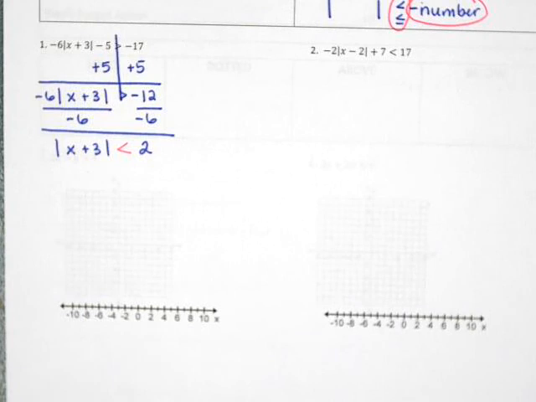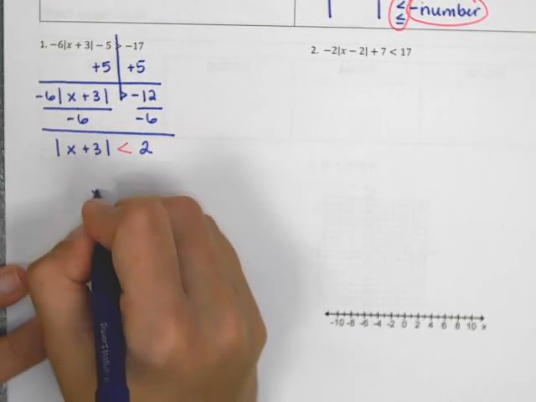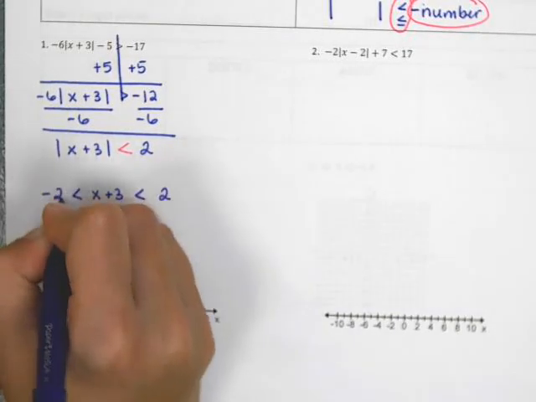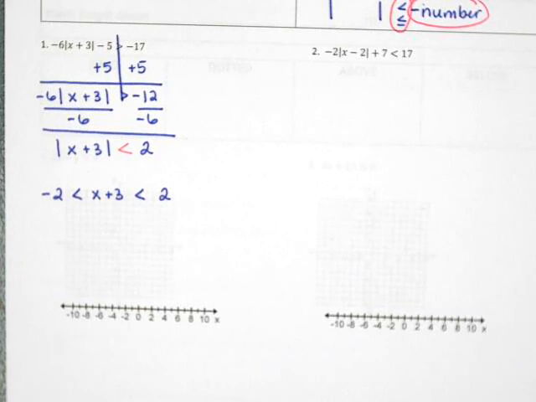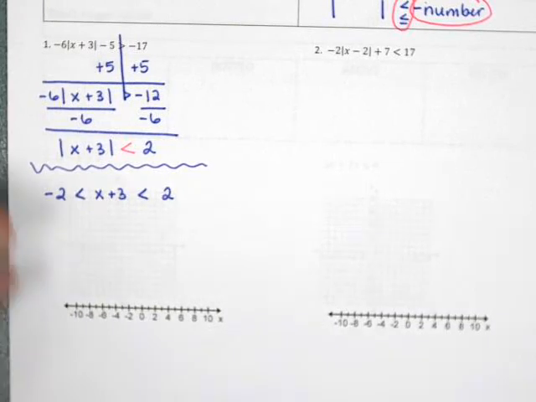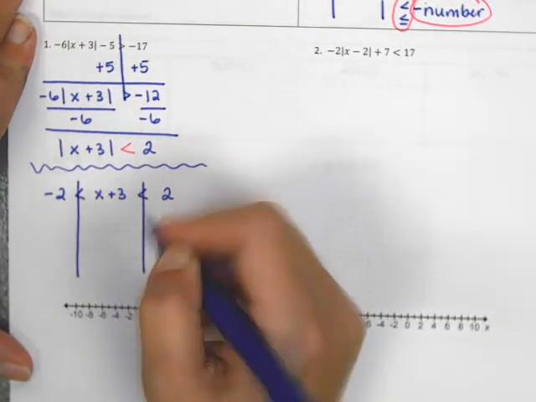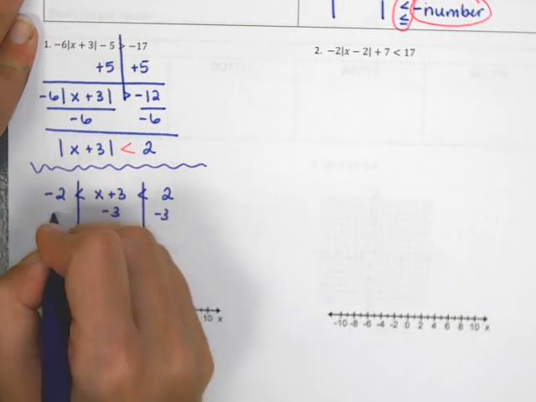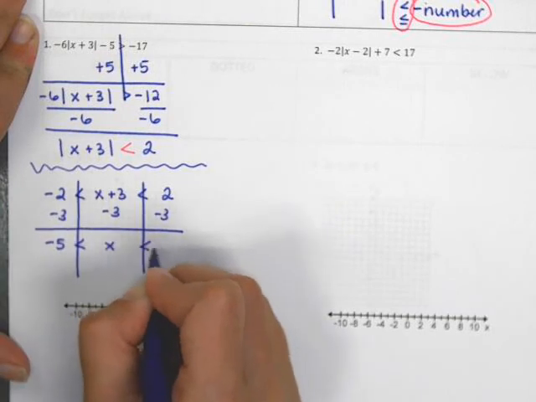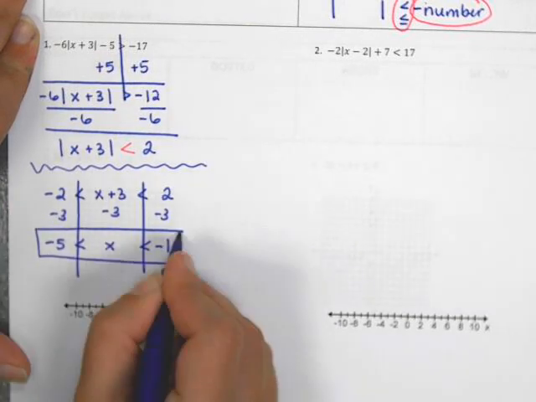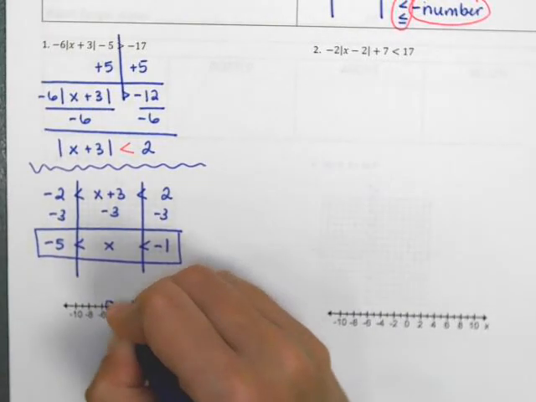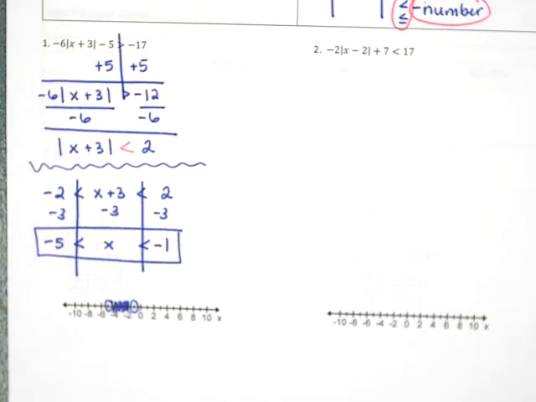As soon as I see a less than, I think less sandwich. So the x plus 3 goes in the middle. Less thans go on both sides. The positive 2 goes to the right and the negative 2 goes to the left. This is sort of like phase 2. Now I'm going to solve. So I'm going to subtract 3 on all 3 sections, and I get negative 5 is less than x, which is less than negative 1. And that's my answer. To graph that, I put an open circle on the negative 5 and an open circle on the negative 1, and I shade in between.